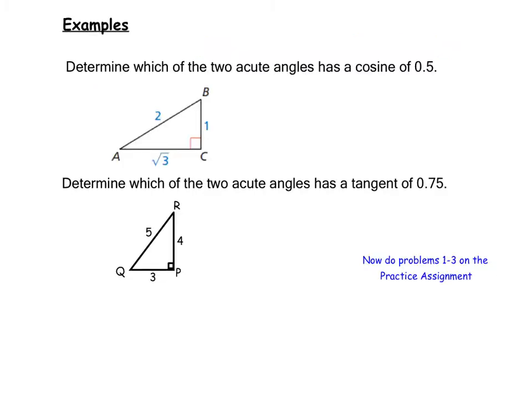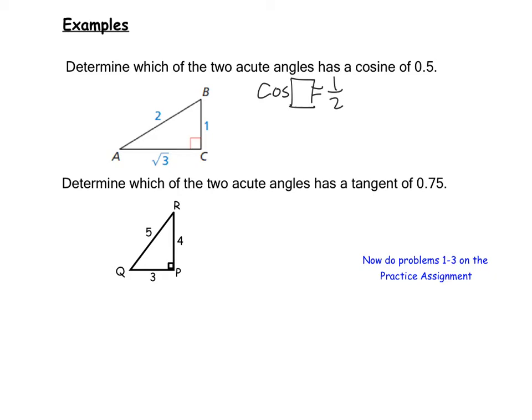So to start off, let's take a look at some triangles here. And we want to figure out which ones of these angles have a cosine of 0.5, all right? So we want to know the cosine of some angle is equal to 0.5. Well, 0.5 is the same as a half, right? And so we want to know what goes in this little box, which angle in this triangle.